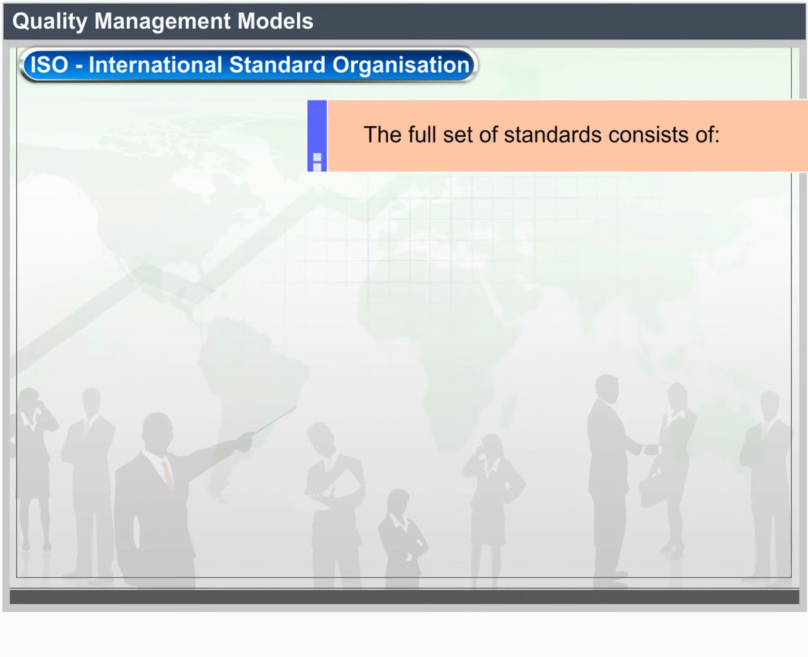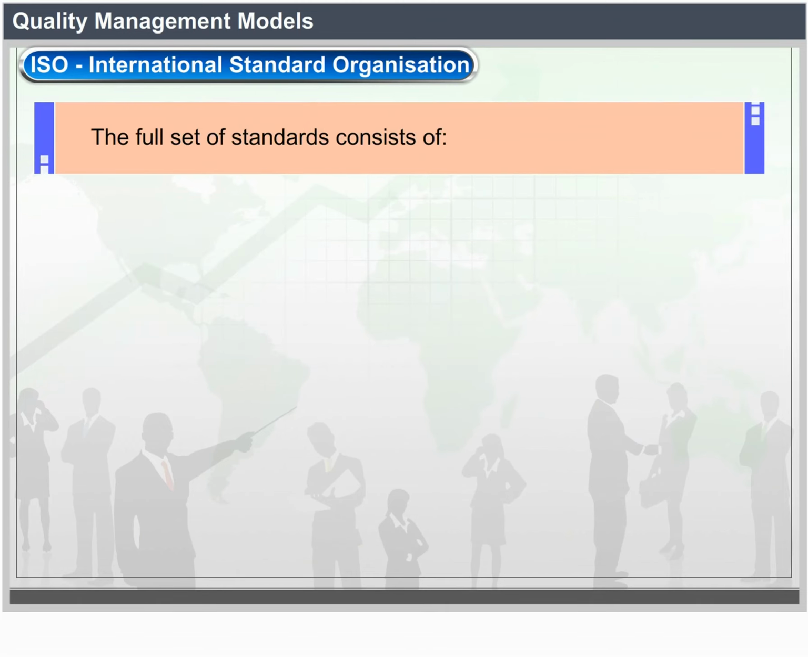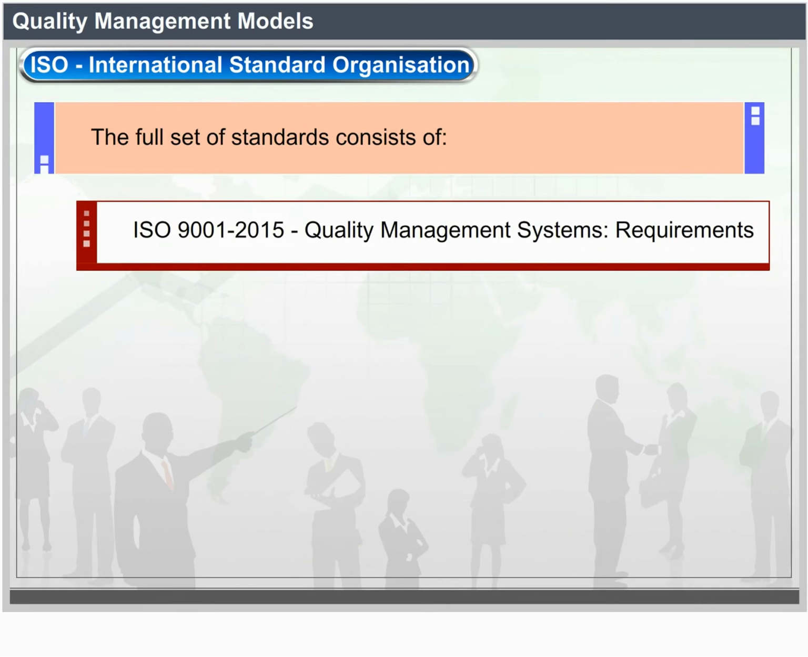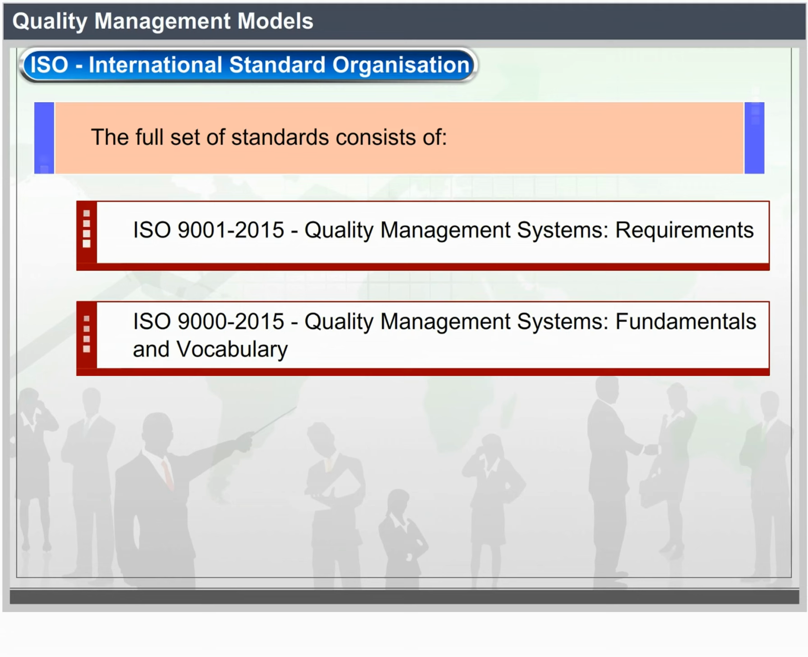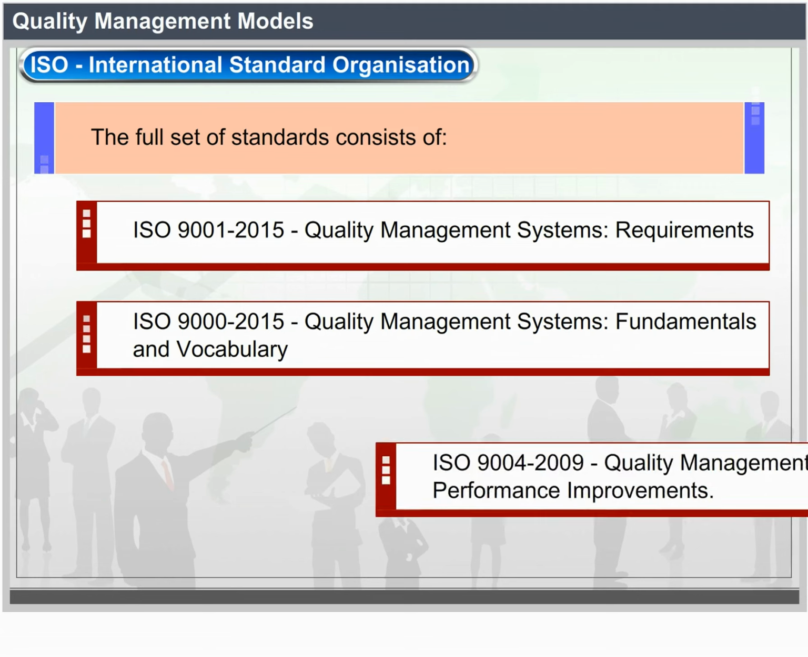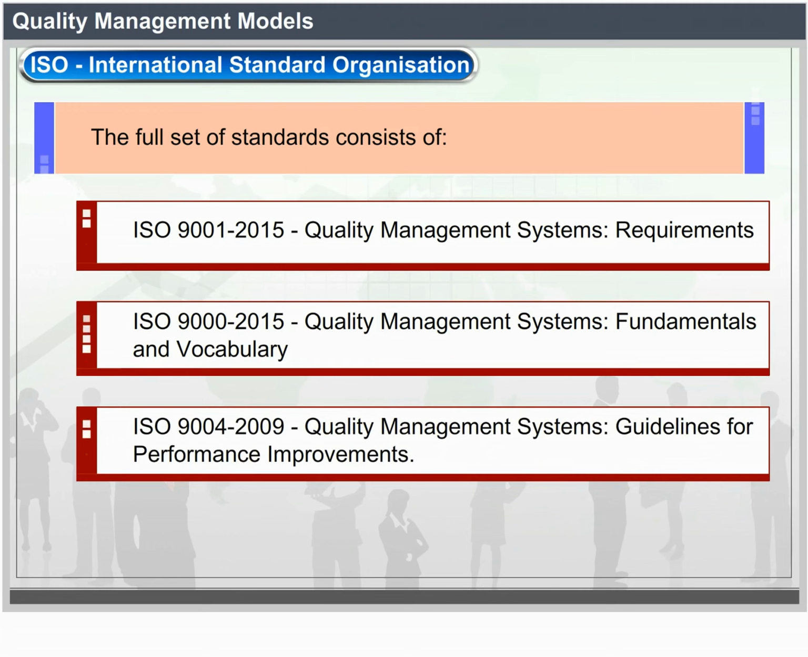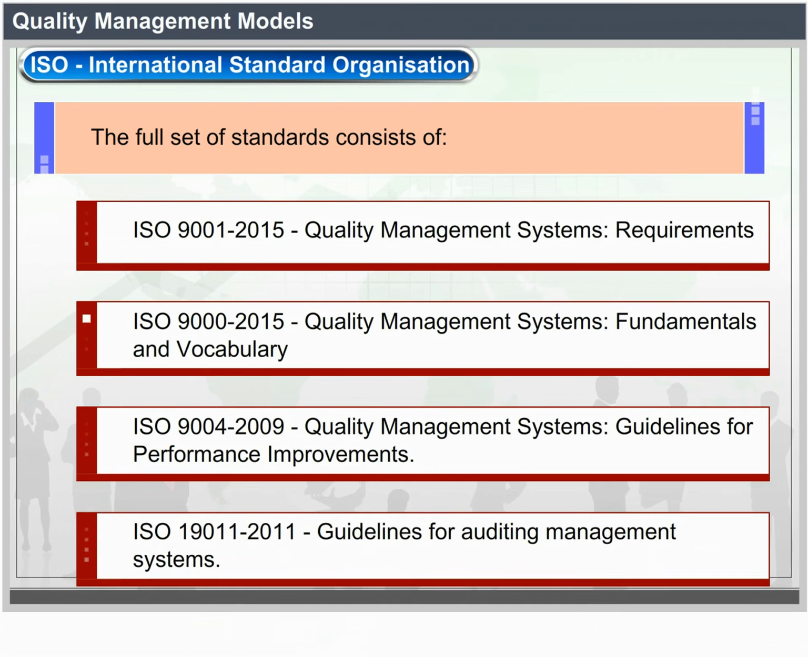The full set of standards consists of ISO 9001:2015, Quality Management Systems Requirements, ISO 9000:2015, Quality Management Systems Fundamentals and Vocabulary, ISO 9004:2009, Quality Management Systems Guidelines for Performance Improvements, ISO 19011:2011, Guidelines for Auditing Management Systems.